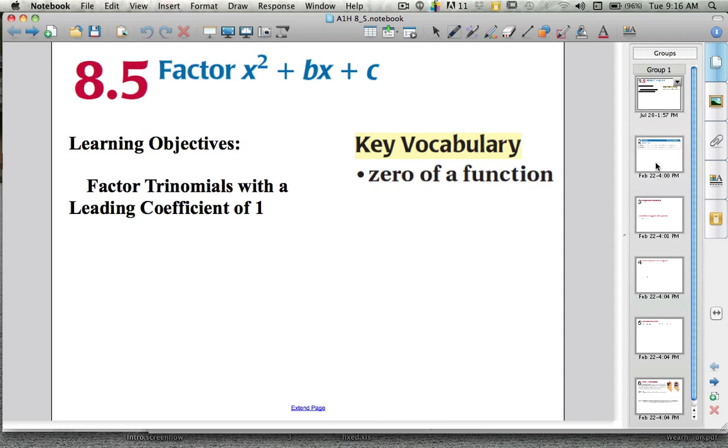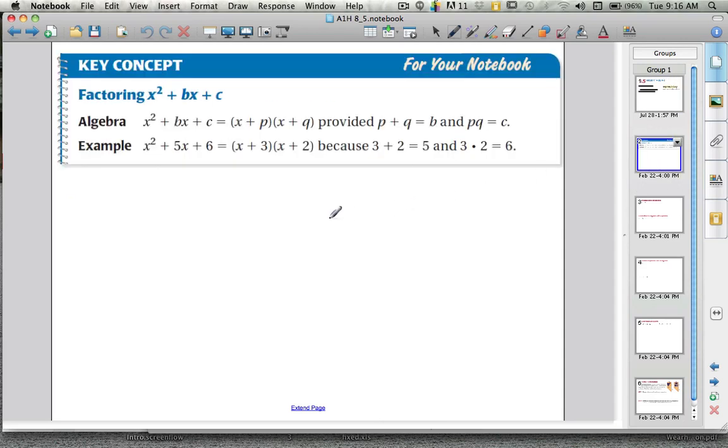So let's take a look at the idea of factoring from this form where our leading coefficient is 1. So there's a 1 right here. And the reason the 1 makes it easier is that I don't have to account for as many different possibilities of my firsts.